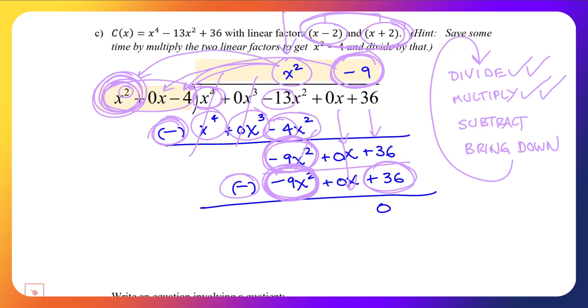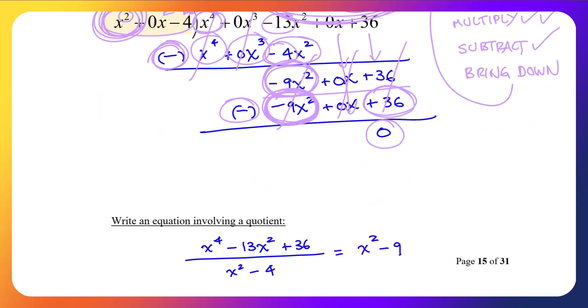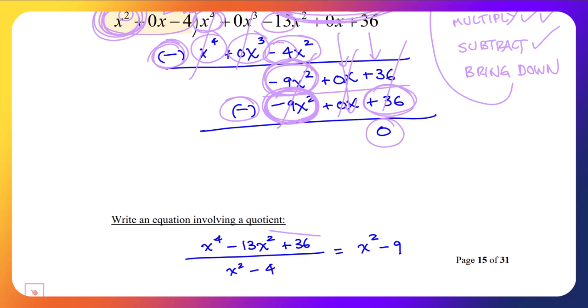Then I subtract. Anything from itself is 0. Subtract zeros is 0. Anything from itself is 0. Nothing to bring down, so I'm done. And notice the x squared minus 9, if you remember from the previous example where we did the x plus 2 and x minus 2, one after the other, I still get the x squared minus 9 in the next step. And so then here is our thing that's being divided, the dividend. Here's what we divided by, and here is the quotient or the answer.